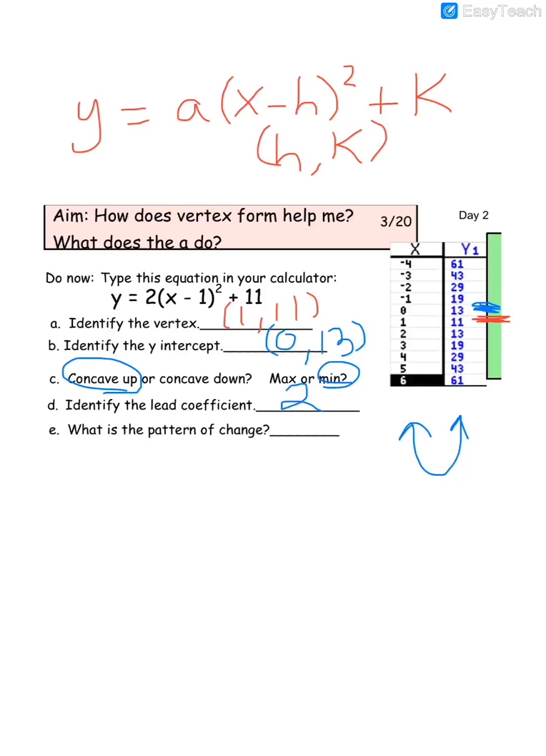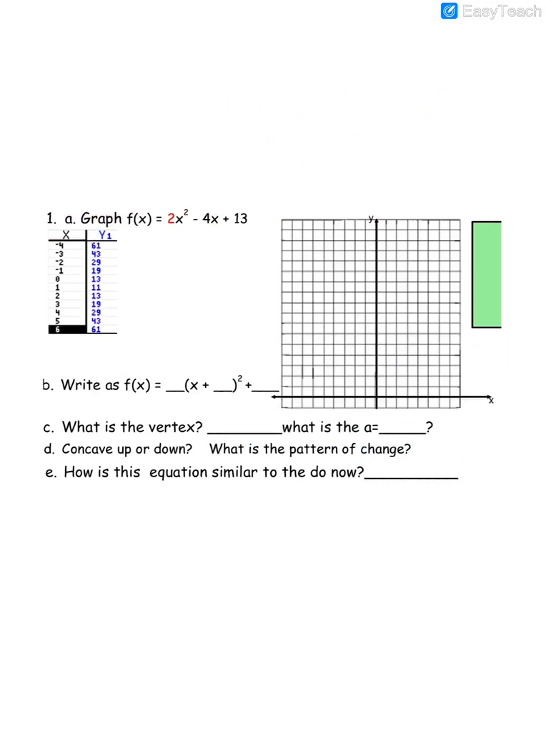2. So it says, what is the pattern of change? So if the lead coefficient was 1, remember it went up by 1, up by 3, up by 5 on each side. So if I double those numbers, instead of going up 1, 3, 5, if I double them, it's going to go up 2, 6, 10, 14, etc. Okay. So we've answered all of those questions. So let's move on to the next slide.